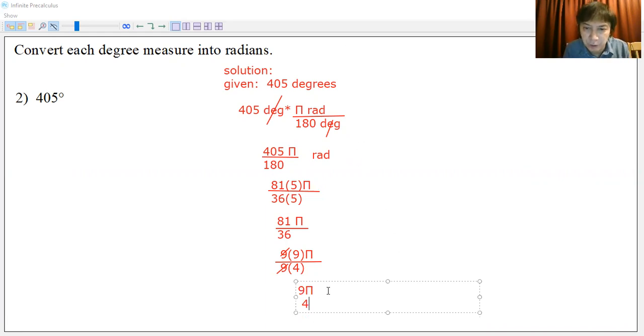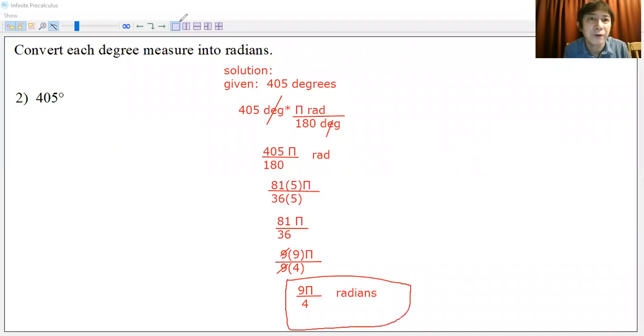And this will have to be in radians. So this is now in radians. Okay, so this will be, of course, a fraction. So 9 pi is at the numerator and the 4 will be at the denominator. And this is the final answer there.